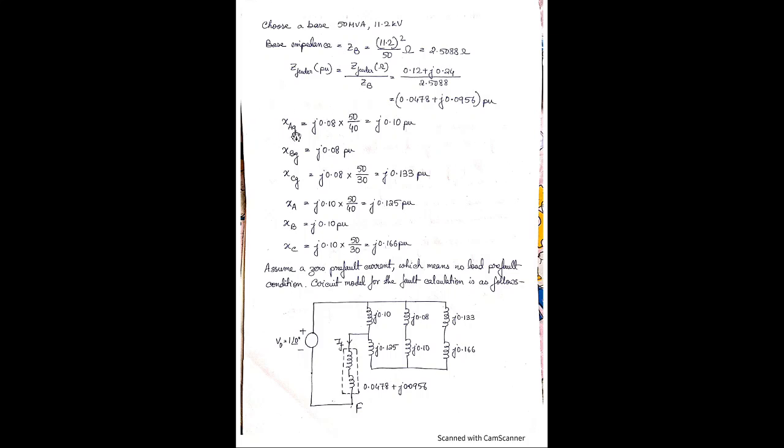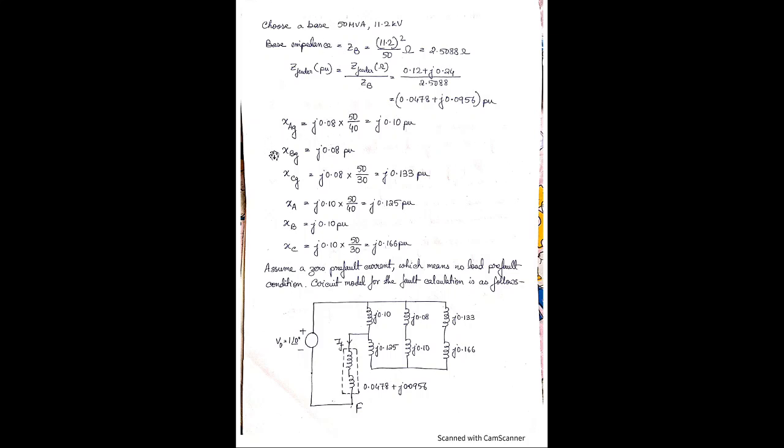For XA, the generator A, the MVA was 40 MVA, so we have to convert it to 50 MVA. So we multiply the old per unit impedance value by 50 by 40 to get the new per unit impedance value, that is J 0.10 per unit. For the second generator, that is generator B, we have the voltage of the generator as 11.2 kV, which is equal to the base voltage, and also the MVA of the generator is 50 MVA, which is equal to the base MVA.